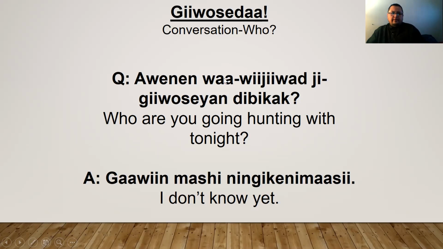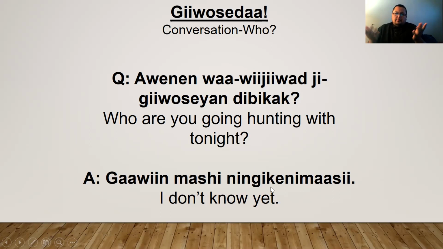Awenen, who, wa, future tense, is going. Ouijiwad, who is going to accompany. Here's yun, you, who's going to accompany you, jigiwoseyan, when you go hunting. Ji meaning when, giwose, you go hunting. And of course, dibikuk is our word for tonight. So that's a lot in that one little question. Who are you going hunting with tonight? Gawin mashi ningikenimasi. Answer: Gawin mashi ningikenimasi.